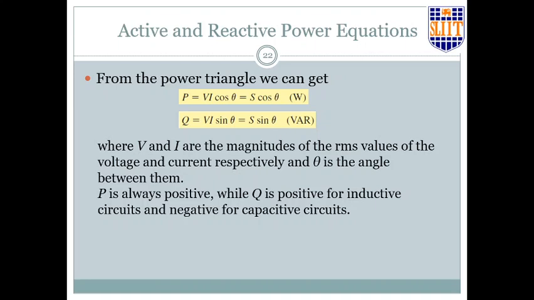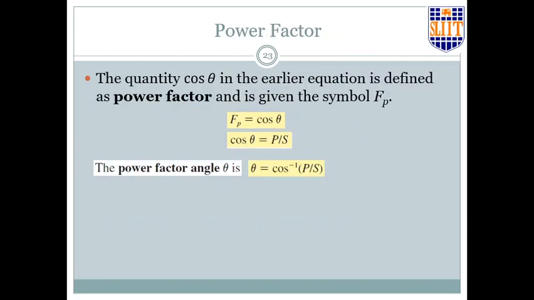P is always positive, as we already discussed. Q can be positive for inductors, and Q can be negative for capacitors. So Q can be positive or negative depending on whether it is a capacitor or an inductor, but P is always positive.